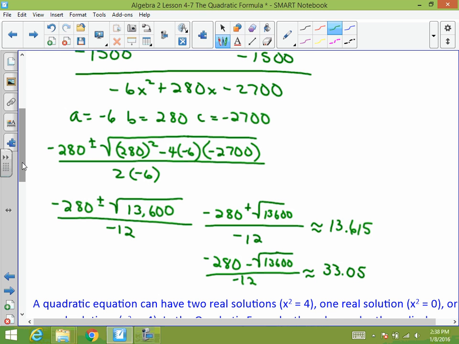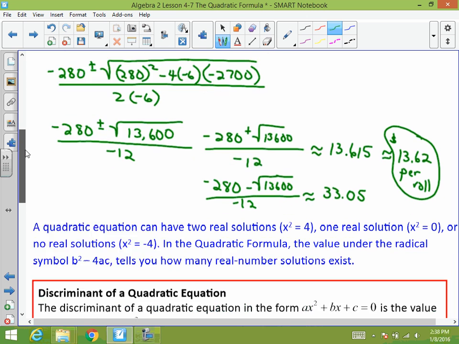So the smallest amount I can charge and still make a profit of $1,500 looks like it's going to be about $13.62 per roll. Okay, so there we go. If I charge the maximum amount of $33.05, I could probably sell fewer rolls, but I don't know too many people that are going to buy a roll of wrapping paper for $33 a roll. Okay, all right, let's move on.